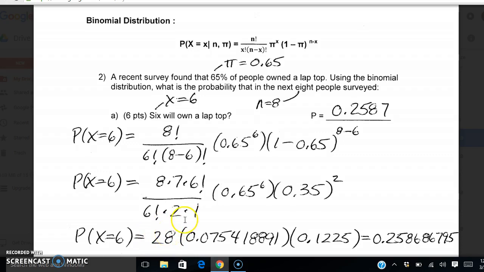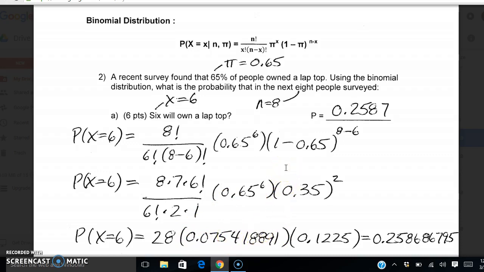So I would recommend doing this calculation with the factorial section of the formula first. Then you would proceed to the next section, and the second part here is the pi to the exponent of x, and the pi is 0.65, the x is 6. So when you do this calculation, 0.65 to the exponent 6, you should get a number like this on your calculator.